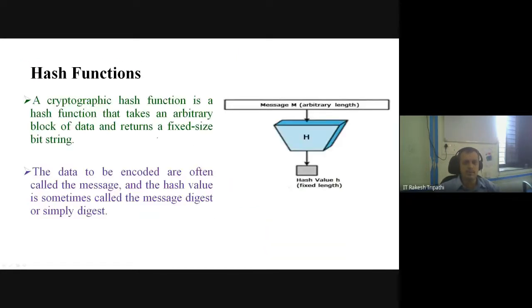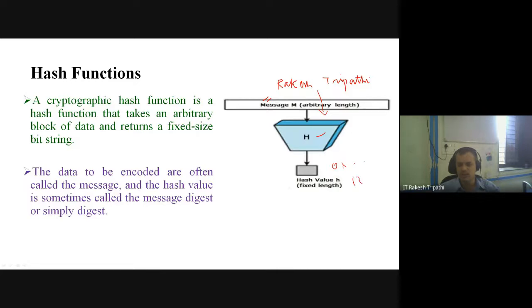Another important concept required to appreciate the blockchain is hashing. What is hashing? Hashing is a function that takes an arbitrary length message and gives a fixed length output. This is also called a message digest. Every time I give it my name, Rakesh Tripathi, it will give the same digest. It is just like a footprint kind of thing.